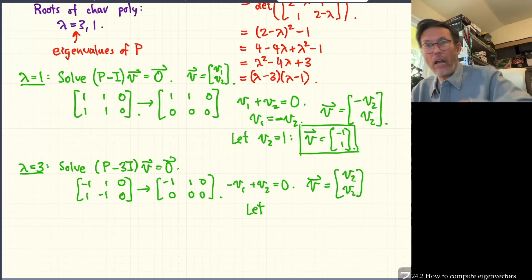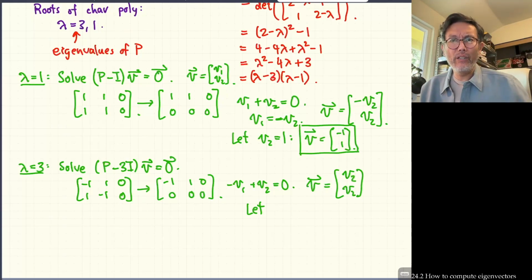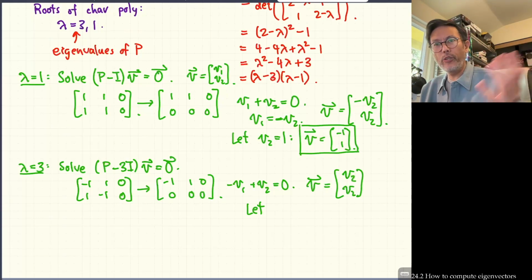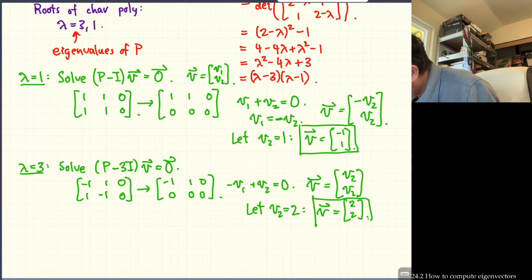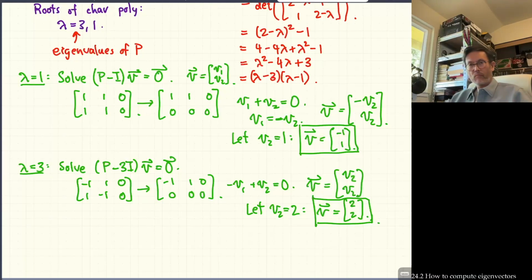I don't have to. Why don't I choose V2 equal 2? I don't want to make it too complicated. Let's choose V2 to be 2. Then an eigenvector V is 2, 2. Okay?